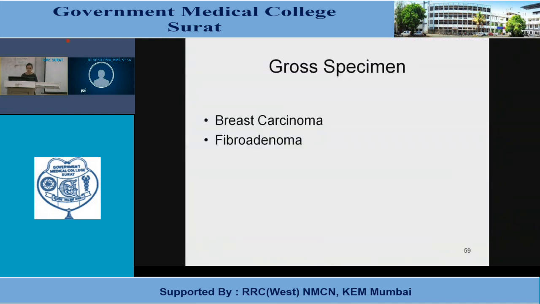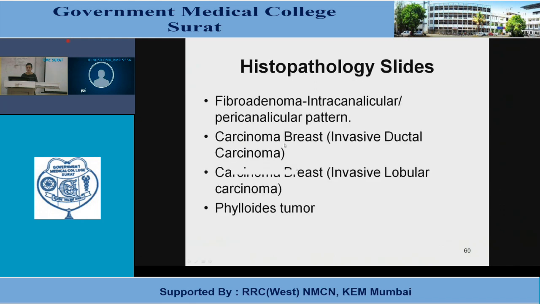The gross specimens that you should know after this lecture are breast carcinoma and fibroadenoma. And the histopathology slides that would be asked in your exam are fibroadenoma, both types, intracanalicular and pericanalicular, carcinoma breast, invasive ductal carcinoma, carcinoma breast, invasive lobular carcinoma, and phyllodes tumor.